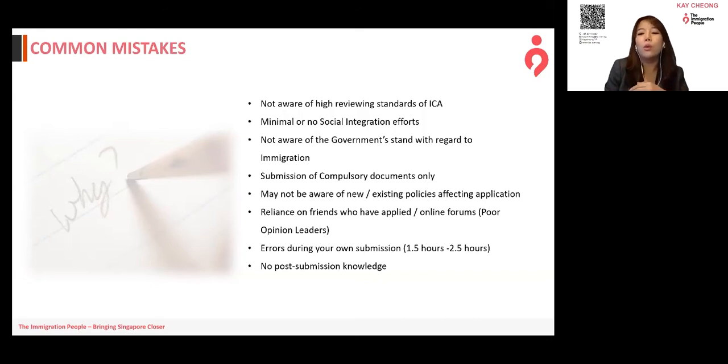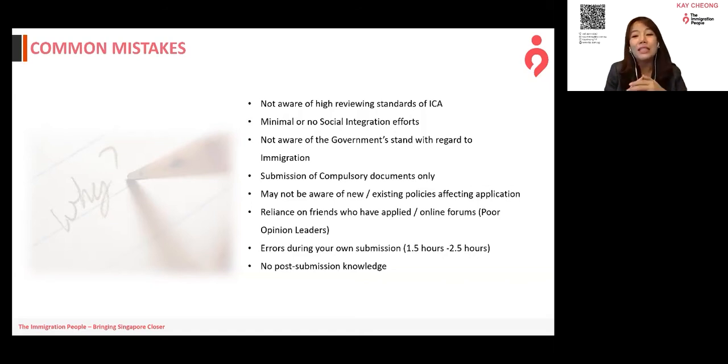The third one is not being aware of the government's stand with regards to immigration. So what is happening inside this black box of ICA? When you get a rejection, there's no reason stated as well. So a lot of people do not understand what is happening behind the scenes. I'll come to that very shortly. I'm sure the next slide will bring a lot of insights and knowledge with regards to ICA.